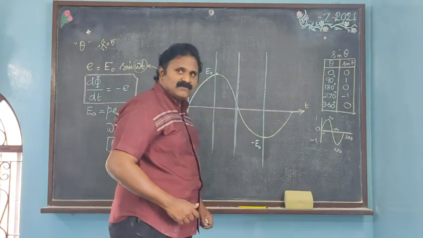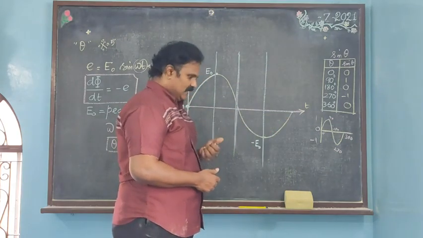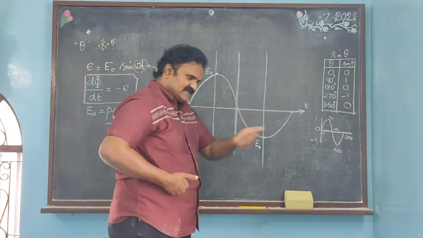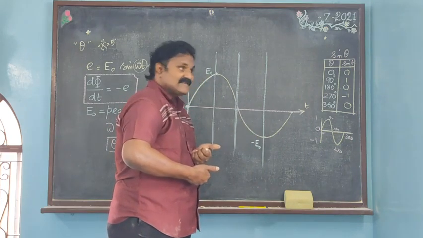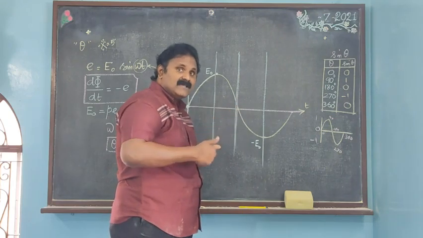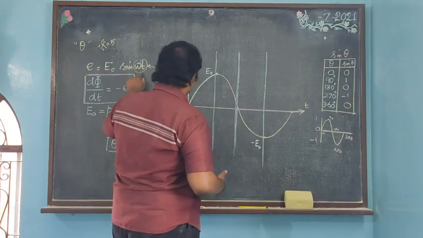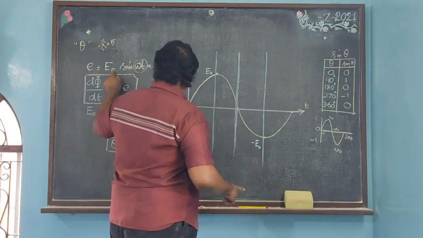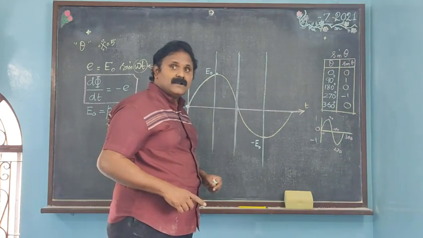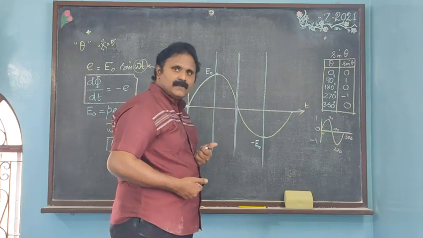For example, when the angle of the coil is like this, the normal drawn to the coil is like this, the magnetic field is like this. Now the angle theta is equal to 0. The induced EMF, when the angle theta is equal to 0, sin of 0 is equal to 0. 0 into any number is equal to 0. Am I right or not? So the EMF is also equal to 0.